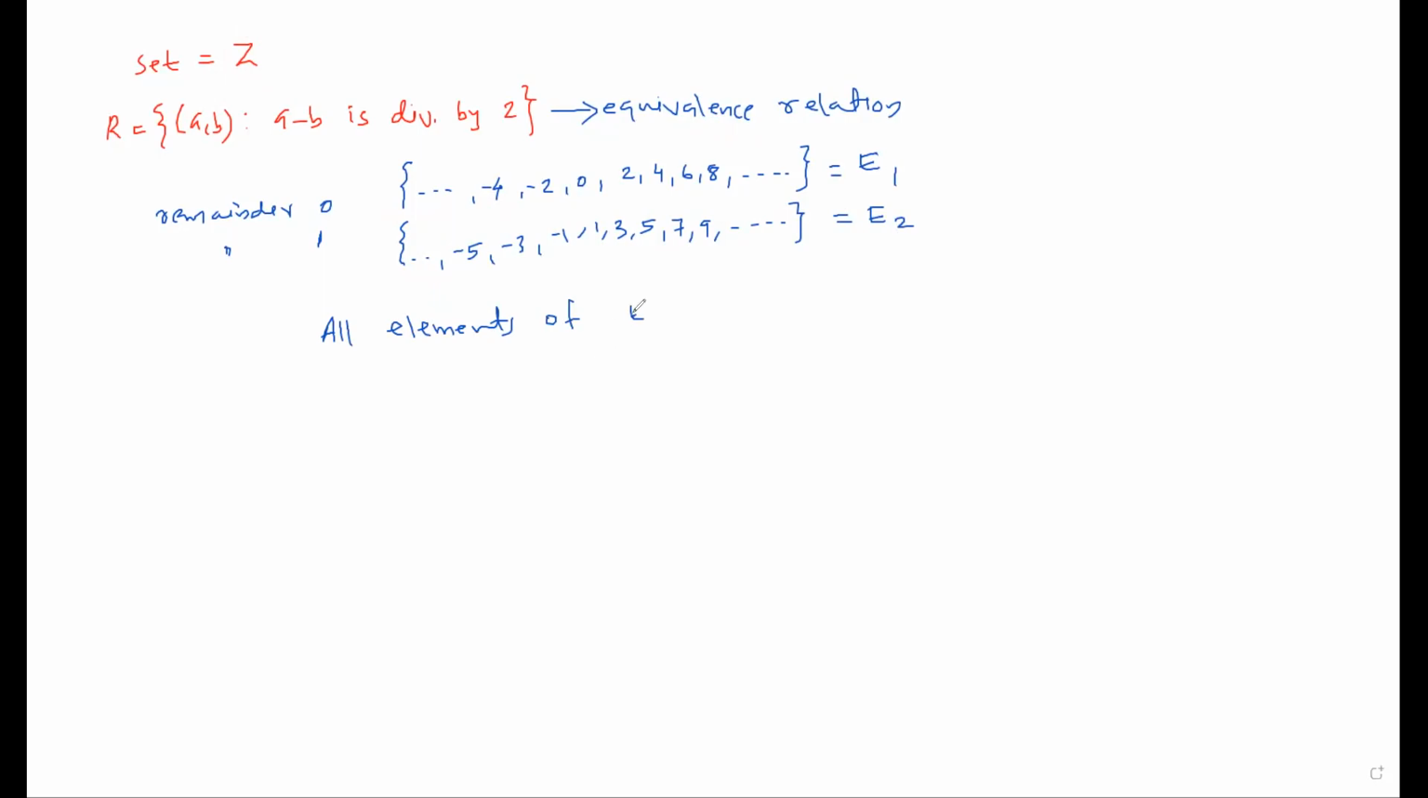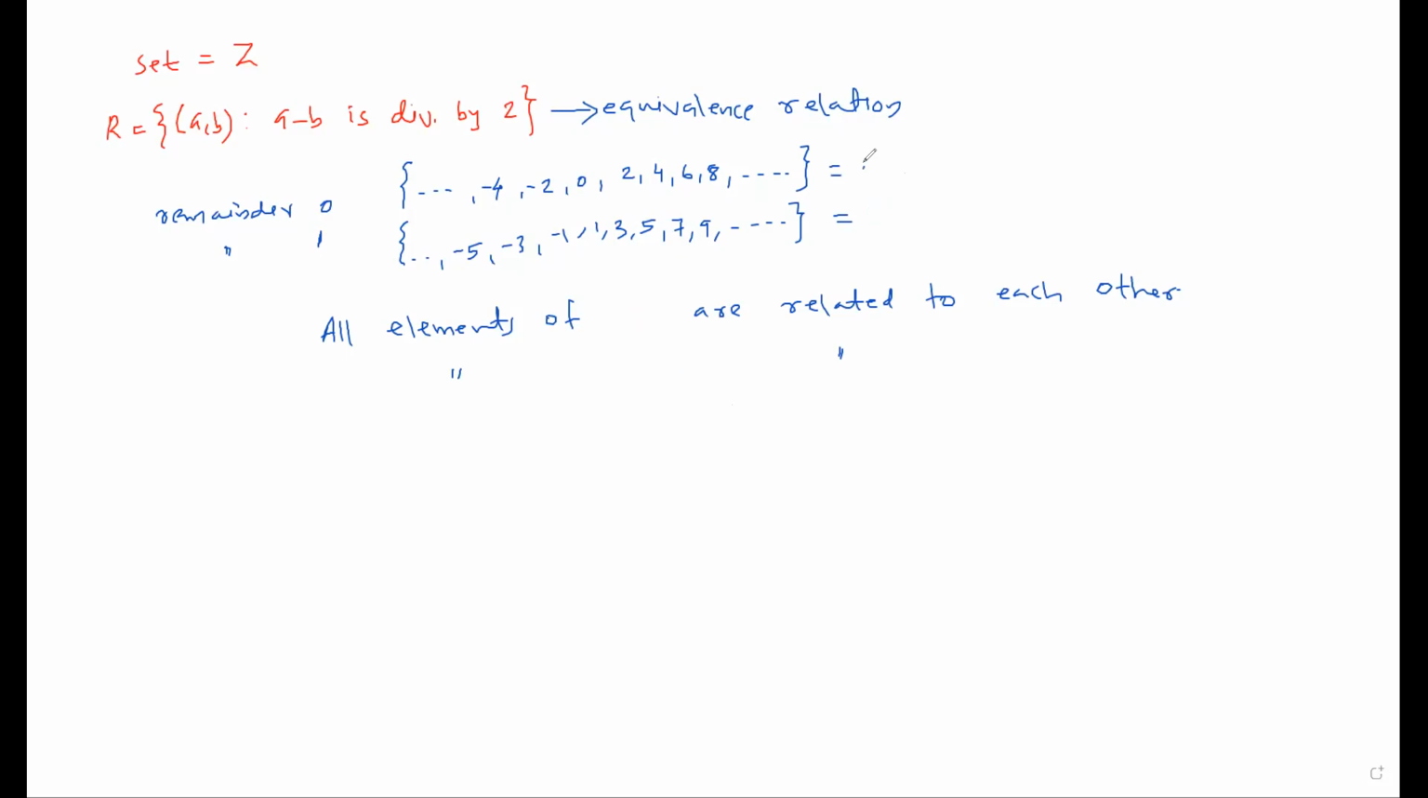All elements of E1 are related to each other, isn't it? E1 में आप कोई भी element ले लो, उसका difference देखो, divisible by 2 है. 6 minus 4, 2. 4 minus 8, minus 4. Minus 4 minus 6, minus 10. If you take any 2 element in the set E1, they are related to each other. Not only E1, all elements of E2 also, they are related to each other. So you can just name E1, E2, or you can just A1, A2, whatever it is.